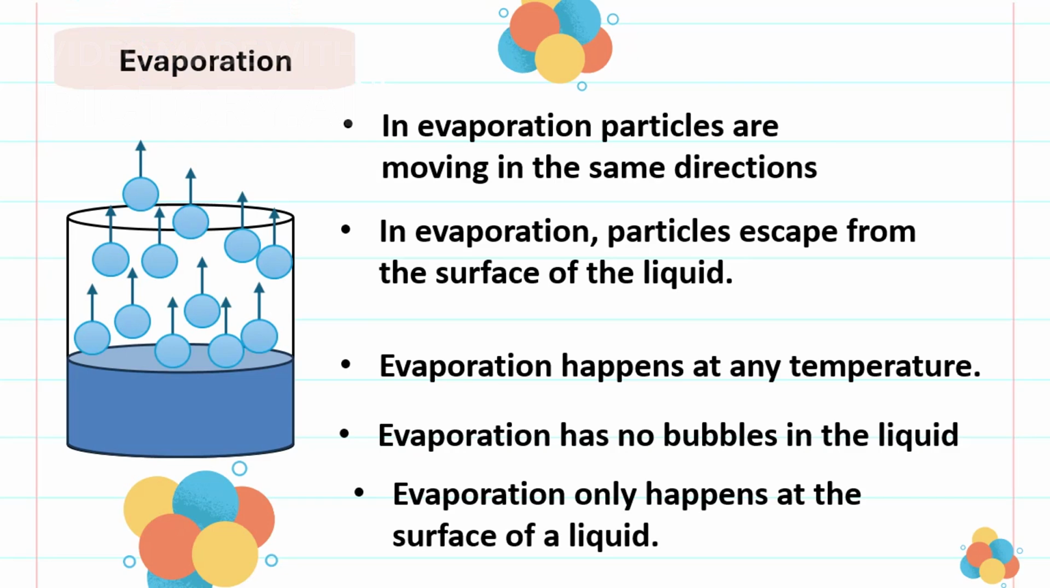As these high-energy particles escape, they move in the same direction, leaving the surface one by one, with no bubbles forming inside the liquid. Another important fact is that evaporation can happen at any temperature. The liquid does not need to be hot. Even a puddle of water can evaporate on a cool day because some particles always have enough energy to escape. So remember, evaporation happens at the surface. It can occur at any temperature. Particles are moving in the same direction as they escape from the surface of the liquid.